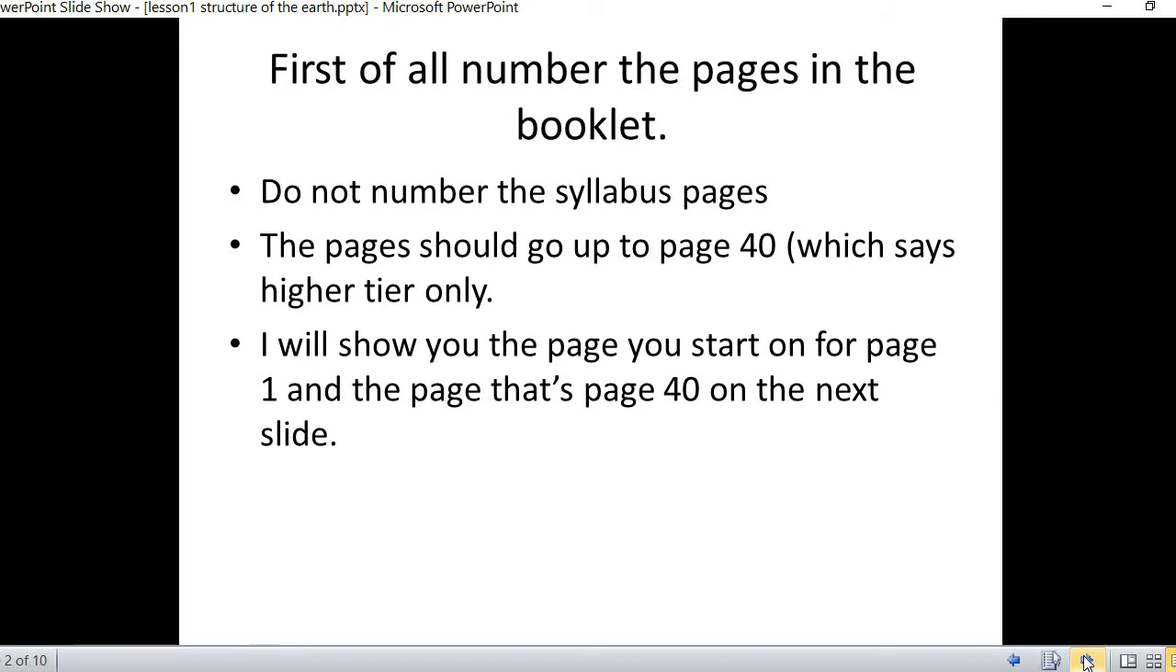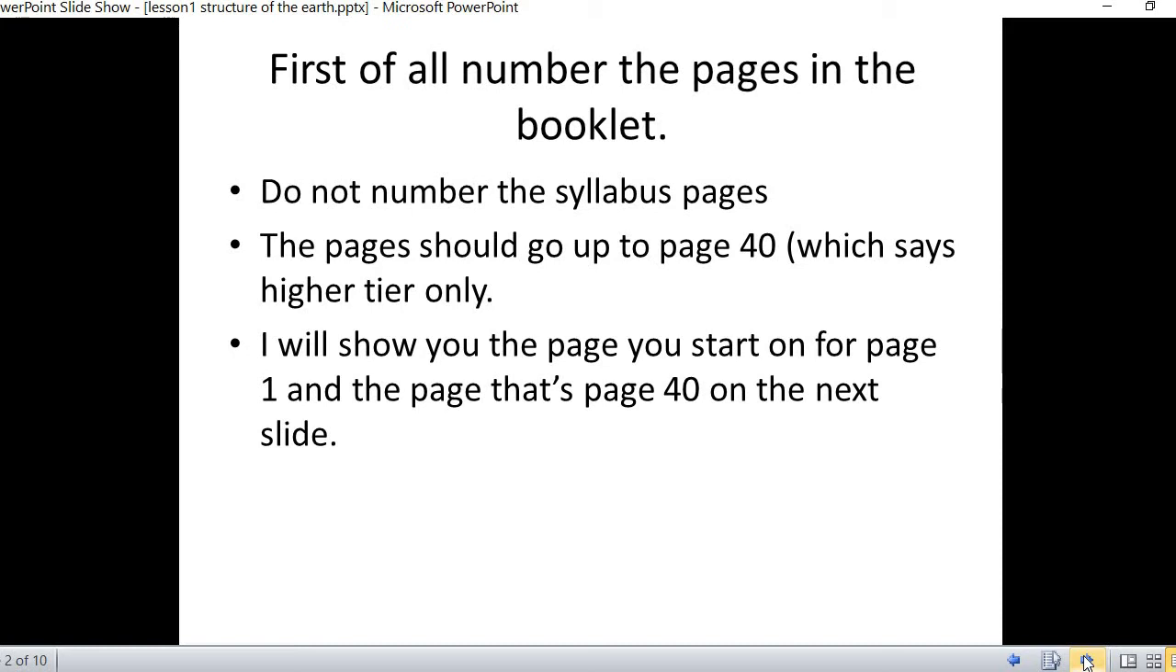Now, first of all, you'll notice that I haven't numbered the pages in the booklet because I forgot. So can you do that first, please? First of all, number the pages in the booklet. Do not number the syllabus pages. And if you start at page 1, you should go up to page 40, which says higher tier only.